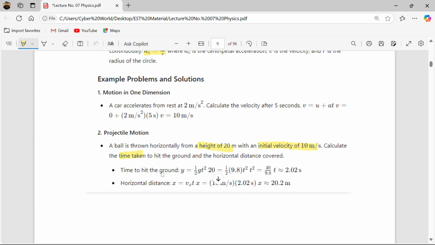And you also have to find the horizontal distance. The horizontal distance can be found by a simple formula. You know that S equals Vt. So distance equals Vt. The time is already found, and by using that time and the initial velocity, which is 10, you can easily get the horizontal distance.